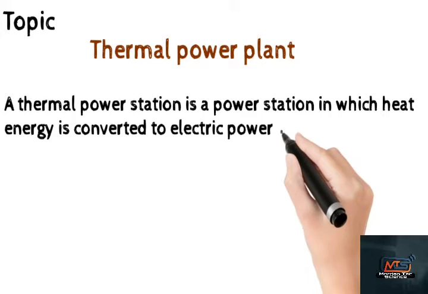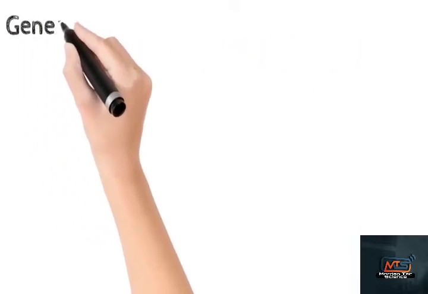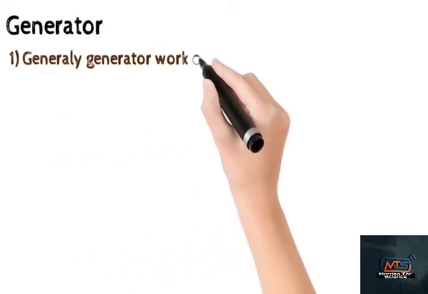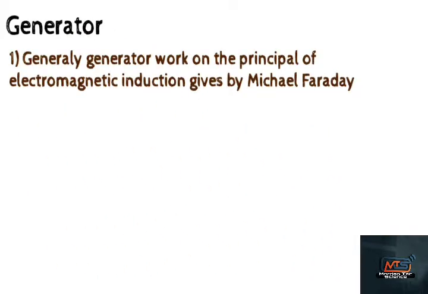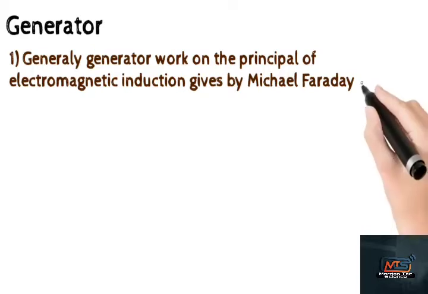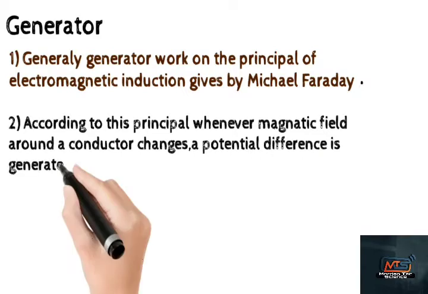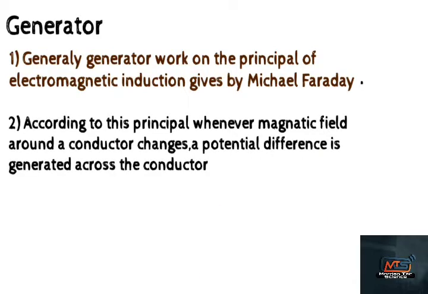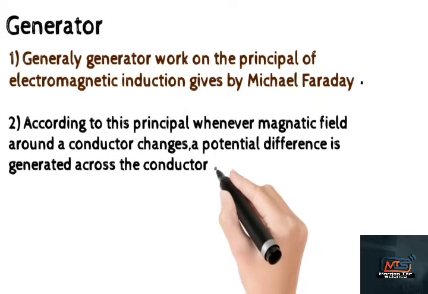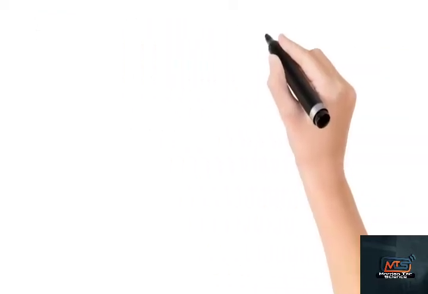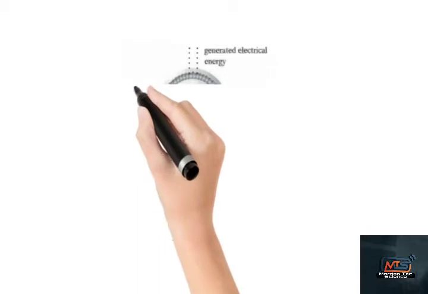Before knowing what a thermal power plant is and how it works, we have to understand some important concepts. Our first concept is the generator, which generally works on the principle of electromagnetic induction given by Michael Faraday. According to the principle, whenever the magnetic field around a conductor changes, a potential difference is generated across the conductor.